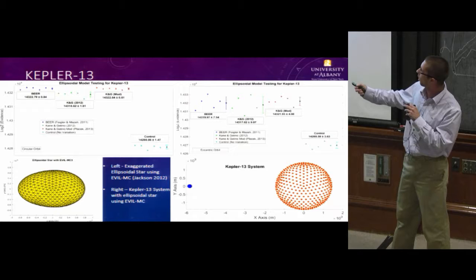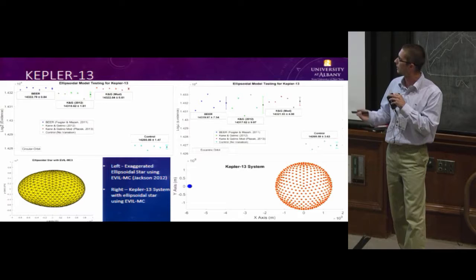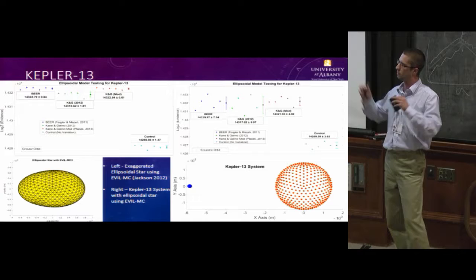Down here in the bottom, we see EVIL-MC, an exaggerated version of a star. This is EVIL-MC showing the Kepler-13 system. Even though the ellipsoidal variations are such a significant effect, it's a very, very slight change to the stellar shape. So we don't see these giant eggs out there.